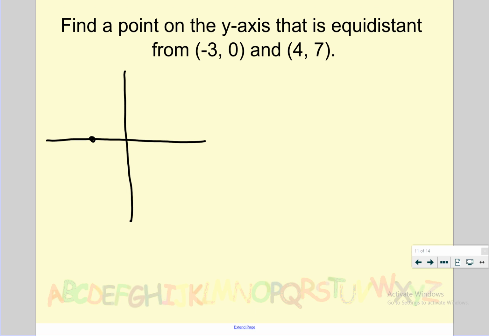-3, 0 is here. 4, 7 is here. Okay. And our job is to find some point on the y-axis.